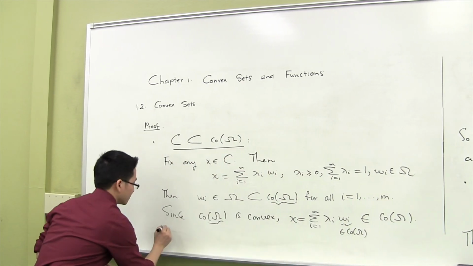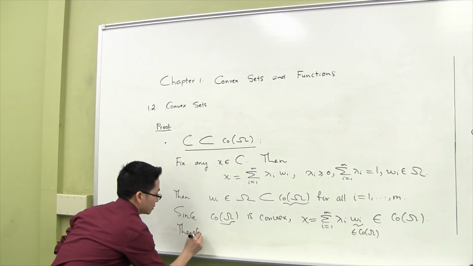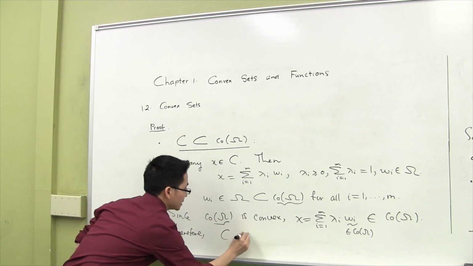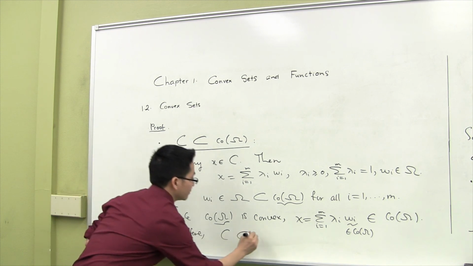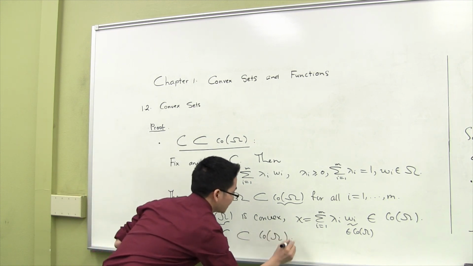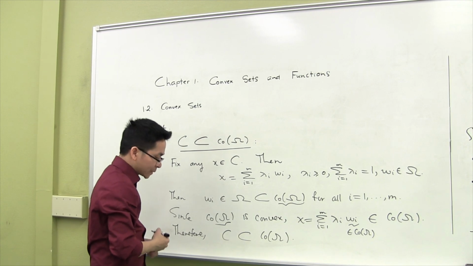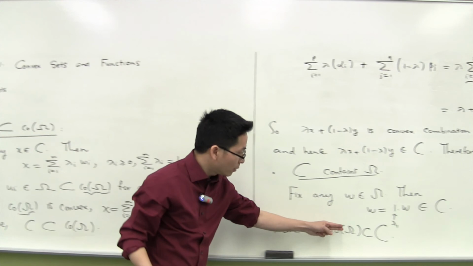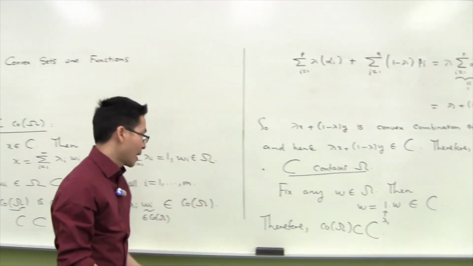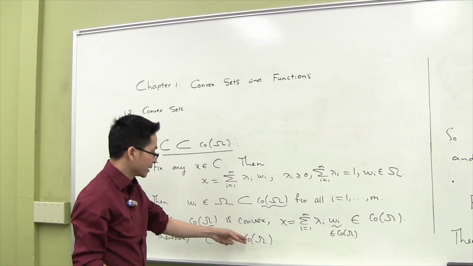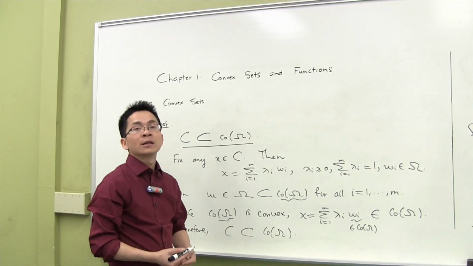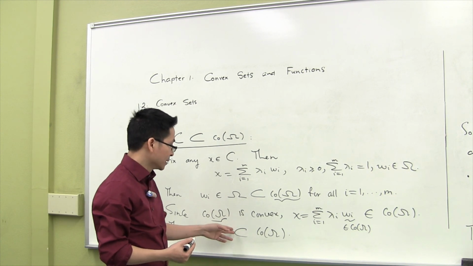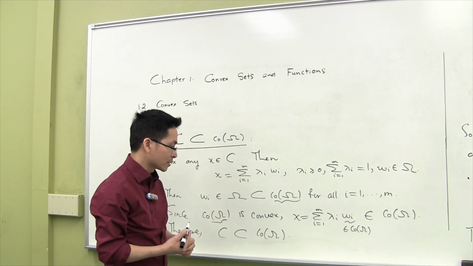So we see that the set C is a subset of the convex hull of omega. So we already proved that the convex hull of omega is a subset of C, and C is also a subset of the convex hull of omega, and therefore we have the equality that C is equal to the convex hull of omega.